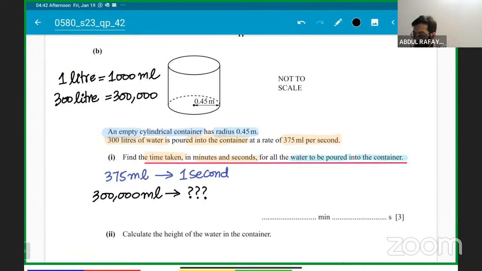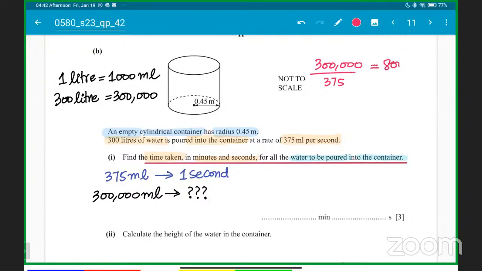कर लिया मिलीलीटर में, ml में, और फिर हमने इसको सॉल्व करा तो इट विल बी 300,000 डिवाइडेड बाय 375. ओके, एवरीवन गेटिंग इट? तो आपके पास नंबर ऑफ सेकेंड्स आ जाएंगे कि 300,000 divided by 375, 800. It is coming 800 seconds.